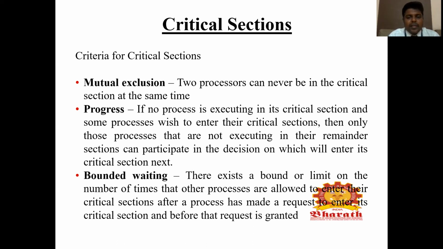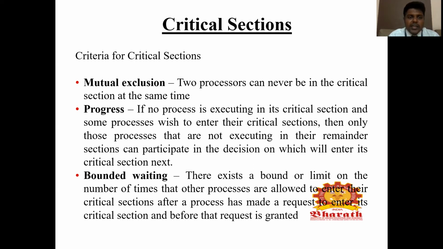Bounded waiting. There exists a bound or limit on the number of times that other processes are allowed to enter the critical section after a process has made a request to enter its critical section and before that request is granted.